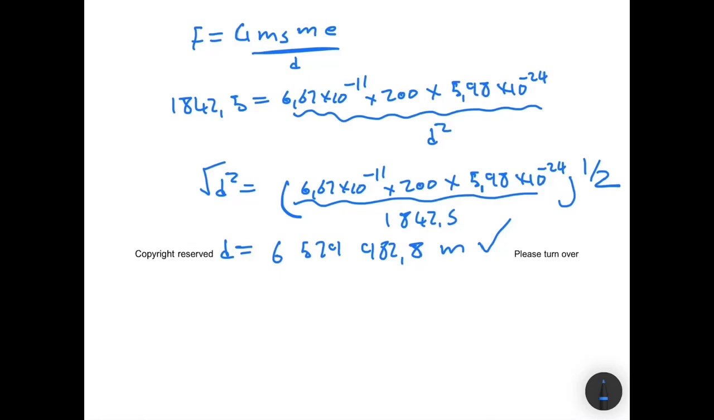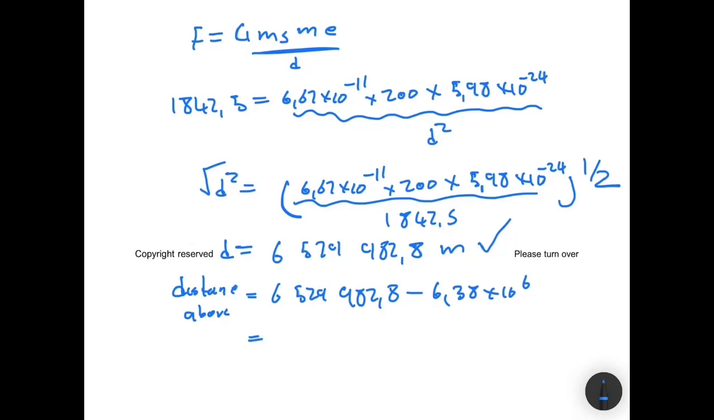So if we do that, we can now say the distance above will be equal to 6,579,982.8 meters minus the radius of the Earth, right? The radius of the Earth is a constant, so we know fully well that that is 6.38 times 10 to the 6 meters, right? So your answer is going to be equal to 1.9998 times 10 to the 5 meters.